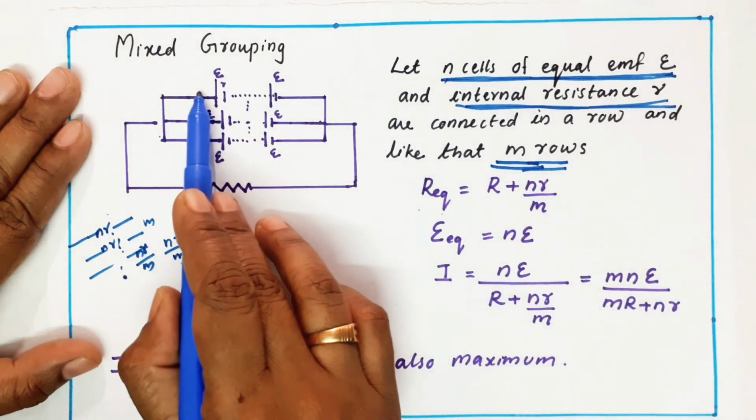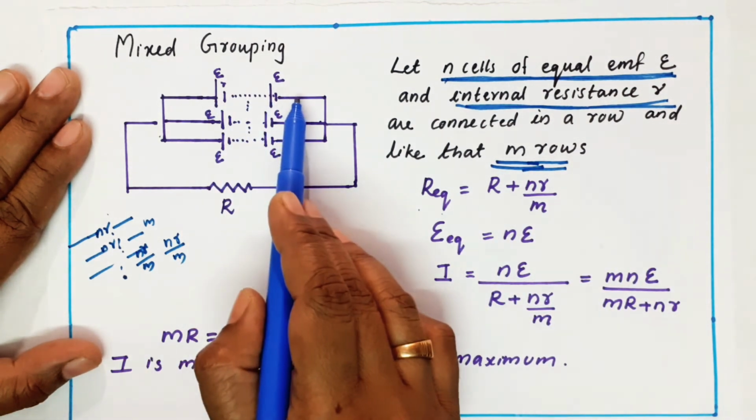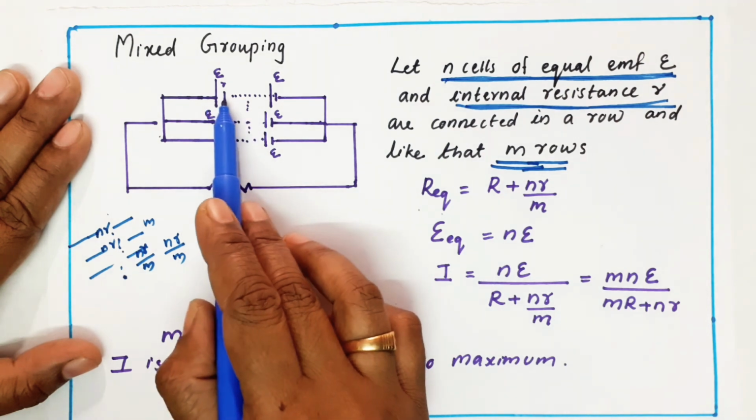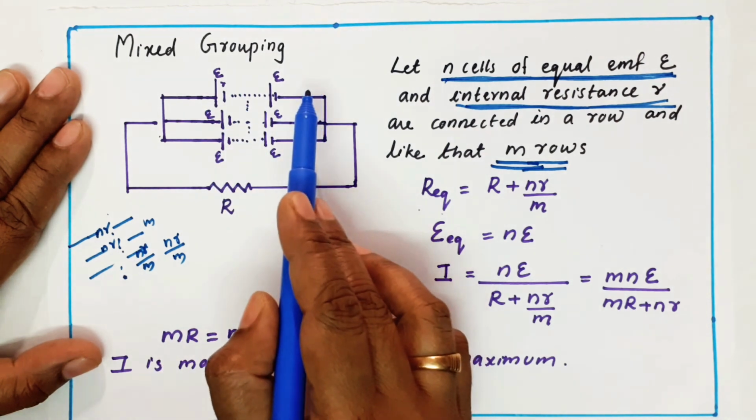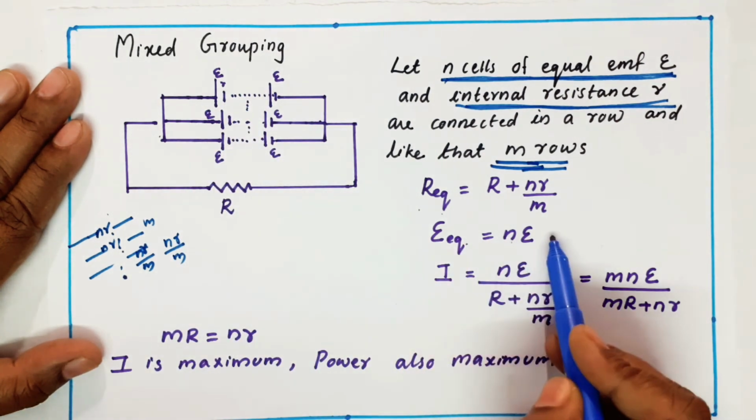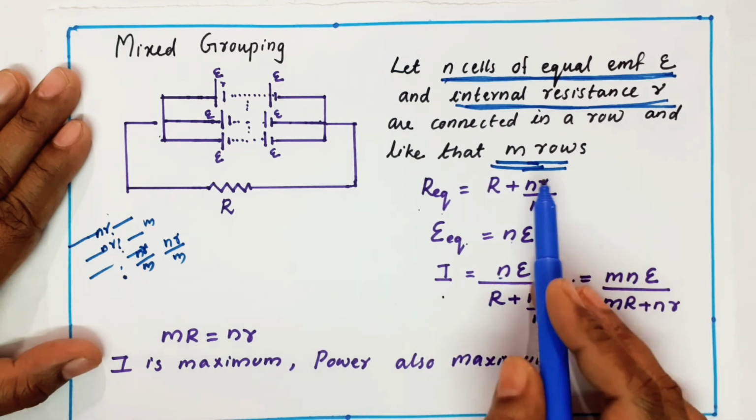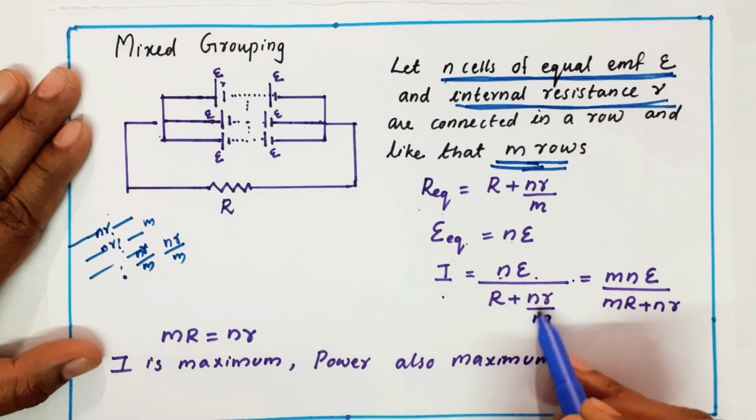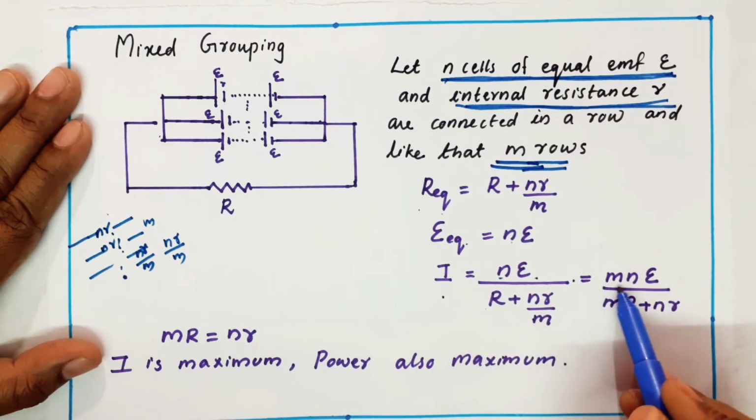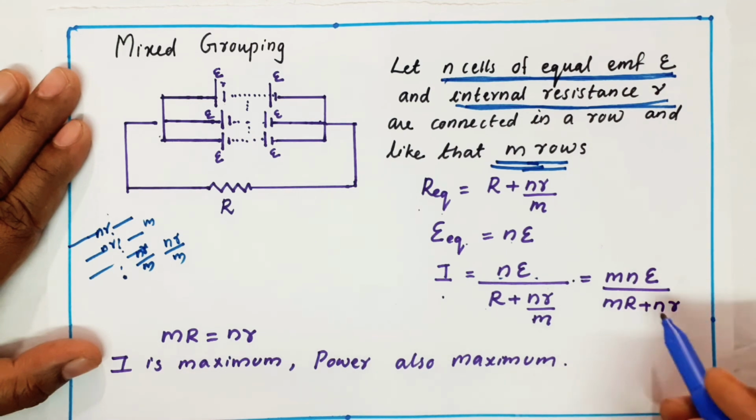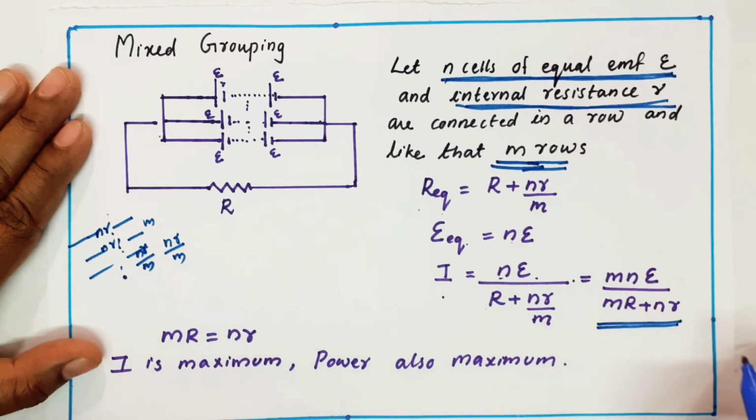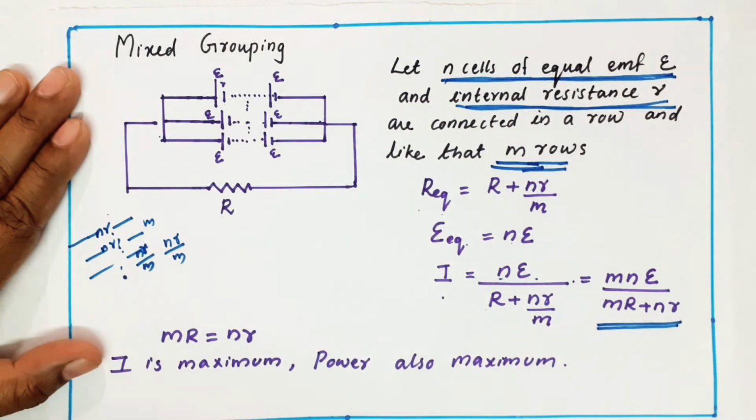Just now we said that if n cells are connected in series, with positive connected to negative and negative connected to positive, its EMF will be nE. So I can find the current as nE by the total resistance, R plus nR by m. I took the LCM. It will come as mnE by (mR plus nR). This is the equation for the current, mnE by (mR plus nR). So this is the current for a mixed grouping.